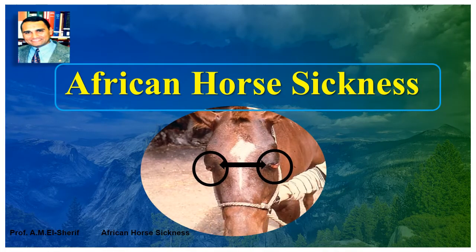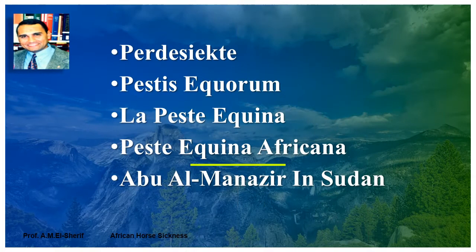African horse sickness disease will be explained and clarified in several series. African horse sickness has other synonyms such as Peridisceti, Pistis equorum, Lapisti equina, Pistis equina africana, and in Sudan its synonym is Abu el-Manazir.